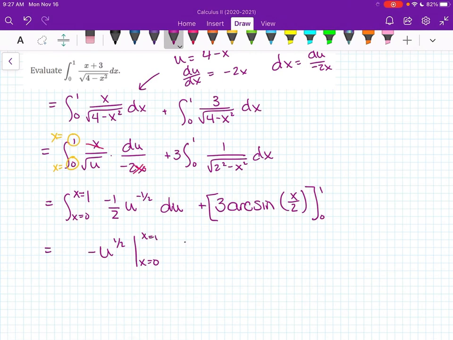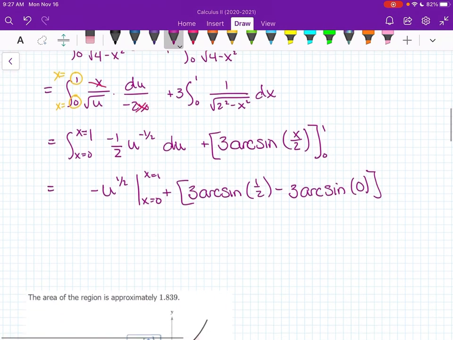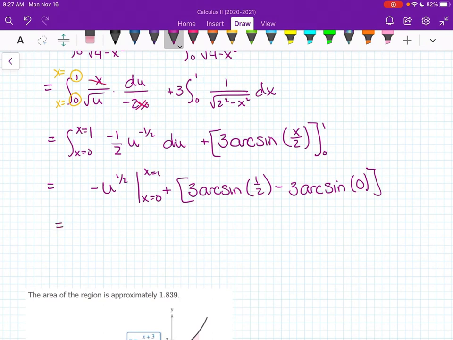And then if I want to plug in my bounds for my next integral, I get 3 arc sine of 1/2 minus 3 arc sine of 0. And then over here, I'm going to plug in my u value. So I have the negative of the square root of 4 minus x squared, from 0 to 1. And now I don't need to write x equals because everything is in terms of x.